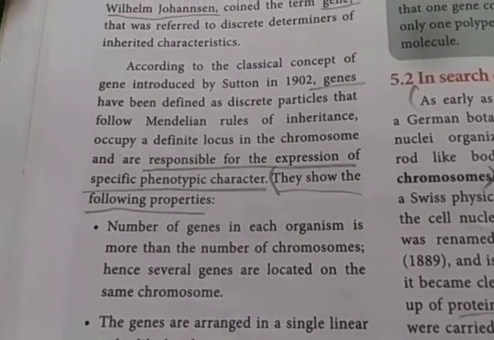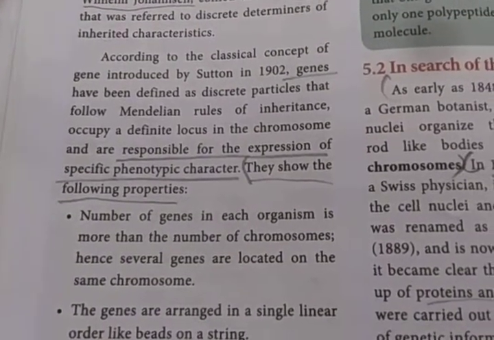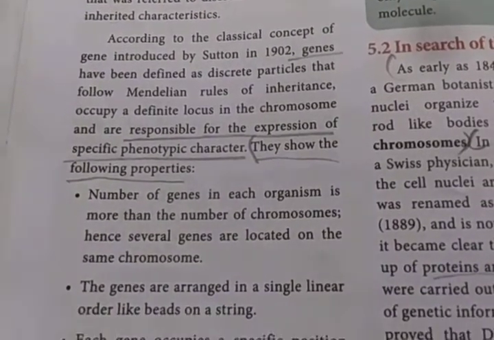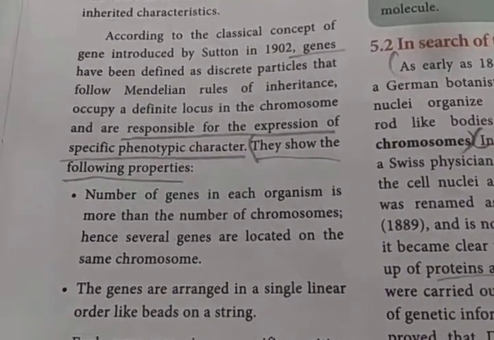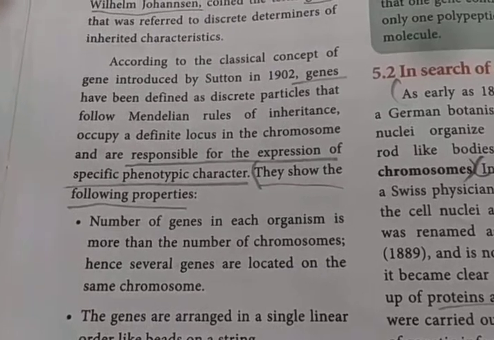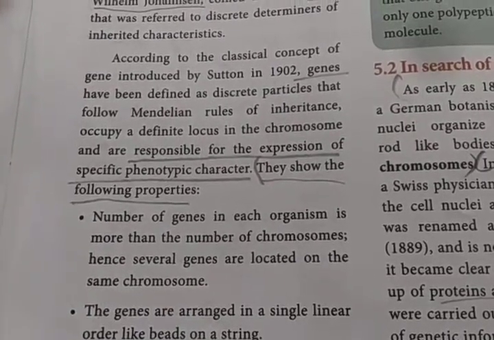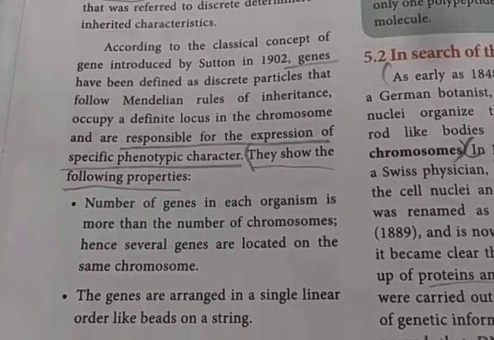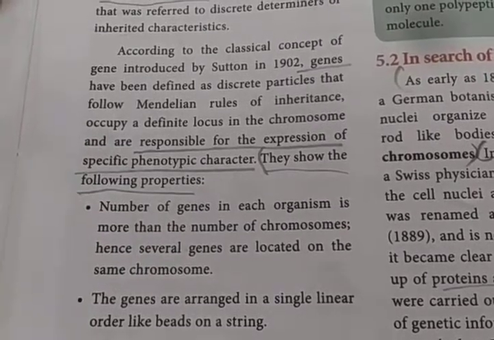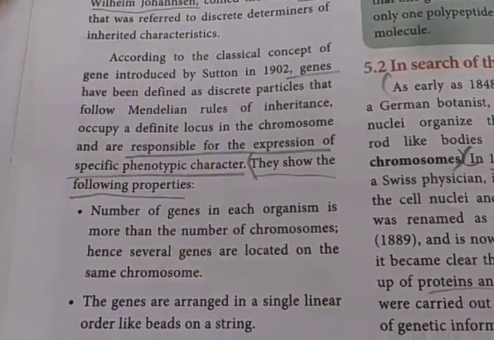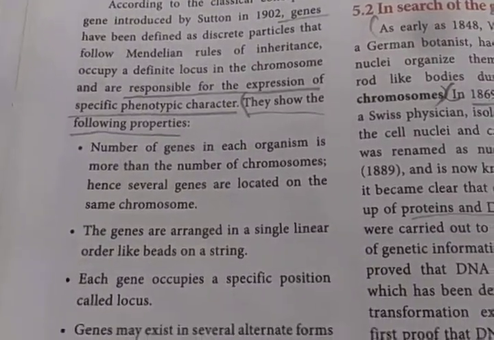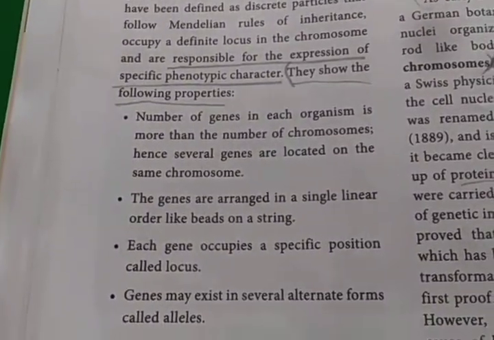A few characters are expressed phenotypically; we can see those characters. So the specific phenotypic characters expressed in every living organism are the responsibility of the gene. Genes are located at a locus inside the chromosome. Like that, Sutton gave the explanation. Then, genes have some of the following properties.